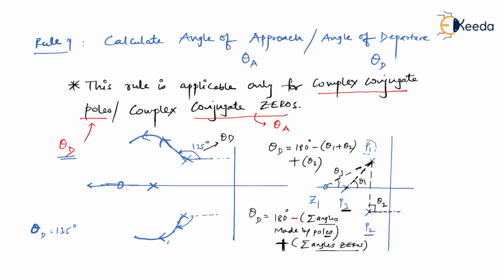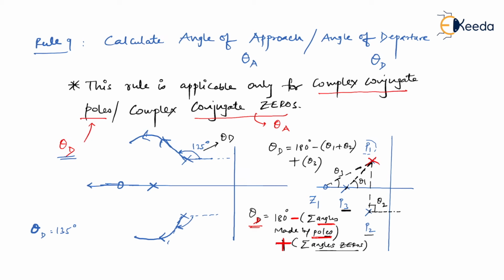So 180 minus, since you are calculating for D, what does D stand for? Departure. When you are calculating for departure, it is always with respect to the complex conjugate pole. So basically you are calculating it for poles. The similar angles, what does that mean? The angle made by poles, because you are calculating for poles, and if you are taking the summation of angles made by poles, always subtract it and add with the opposite one.